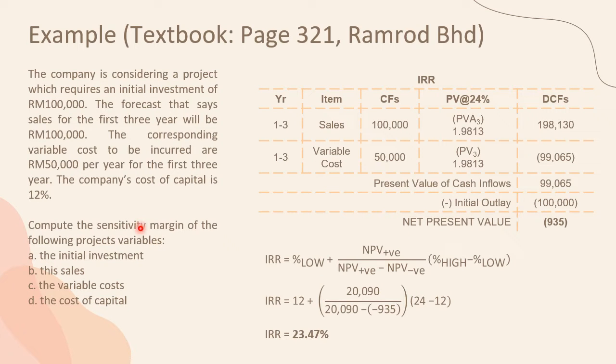Since the question also asks for the sensitivity margin for the cost of capital, we need to first calculate the internal rate of return so that we can compare and see the sensitivity margin for the cost of capital. Previously we calculated the NPV at 12%, so we need to find another rate that will give us a negative NPV. So we go higher, and I found that at 24%, the NPV is already negative at 935 ringgit. So we do an interpolation as we discussed in the previous video lecture, and we get our internal rate of return to be 23.47%.